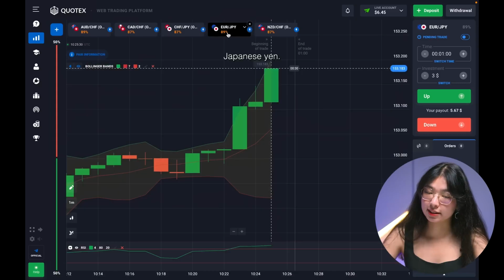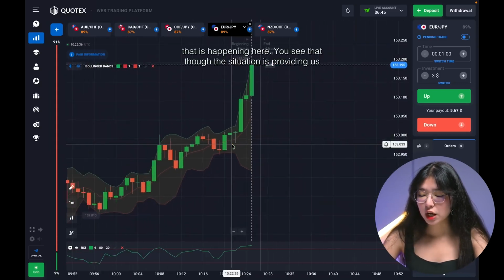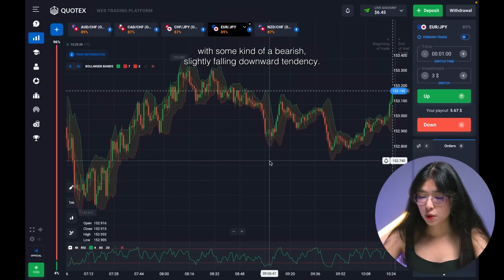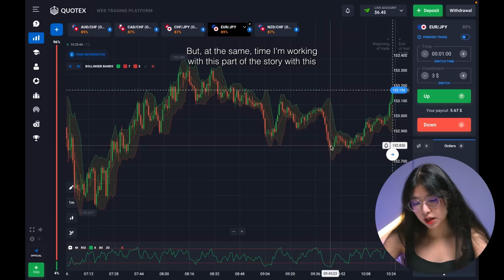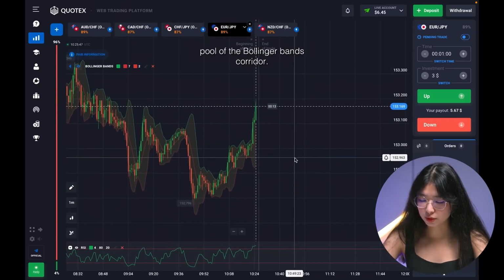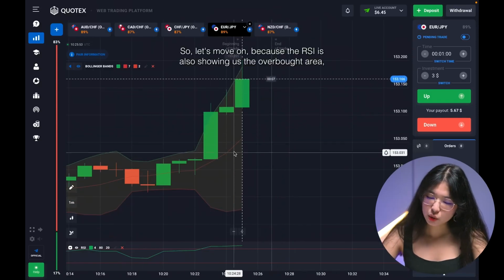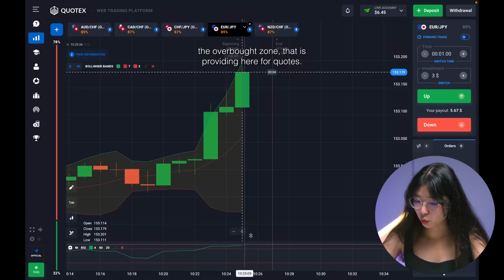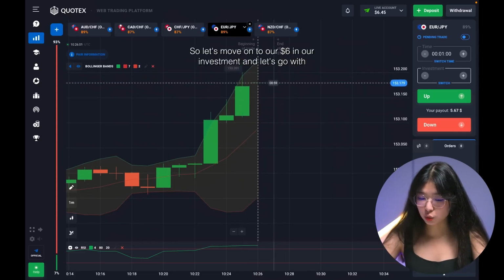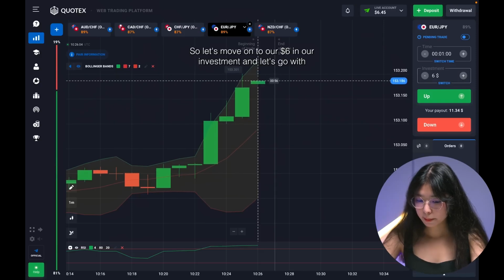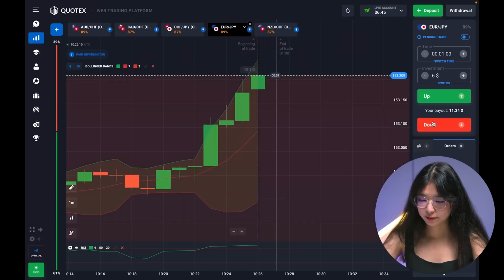Here we engage Japanese yen. So in this type of story, we're working with a surely bullish market that is happening here. You see that though the situation is providing us with some kind of bearish, slightly falling downward tendency, but at the same time we're working with part of the story with the pull of the Bollinger Bands corridor. So let's move on, because the RSI is also showing us the overbought area and the overbought zone. So let's move on to our $6. Okay, in our investment box, and let's go with put option right now.